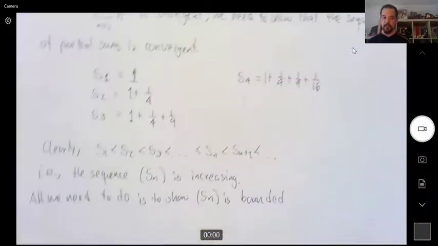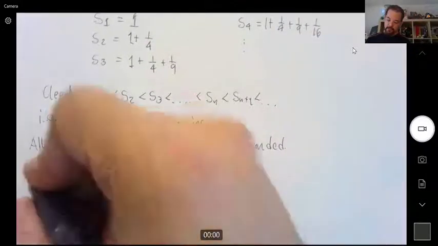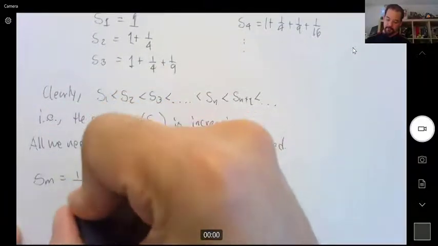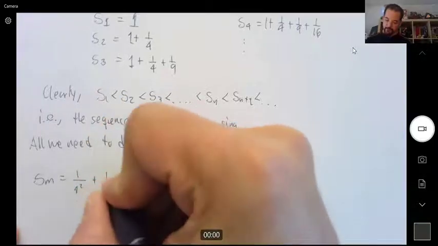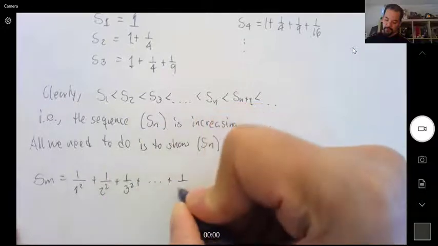And this can be tricky, okay? Actually, in here, we're going to show it with a very neat trick. You'll see how we can do it. Here's S_m. I'm going to write it here: it is 1 over 1 squared plus 1 over 2 squared plus 1 over 3 squared, all the way to 1 over m squared, right?